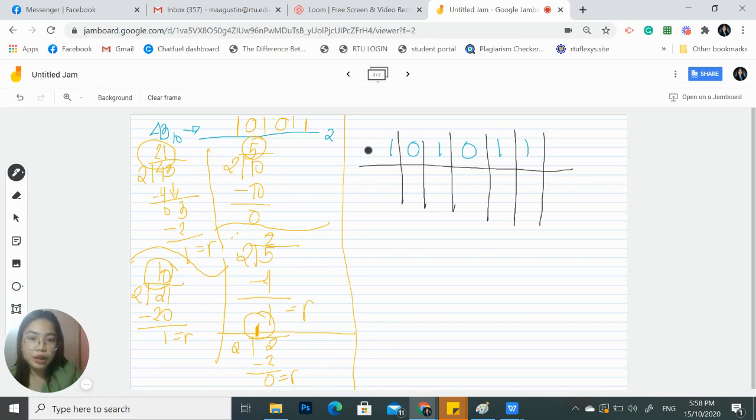Okay, so here, no, yun. Pangit ng sulat ko. Anyway, no, let's check. Now, definitely the positional value, ito siya.